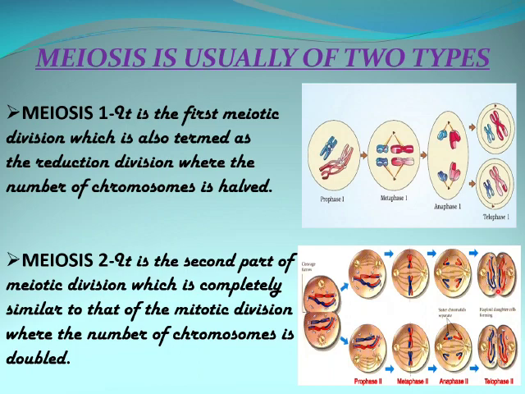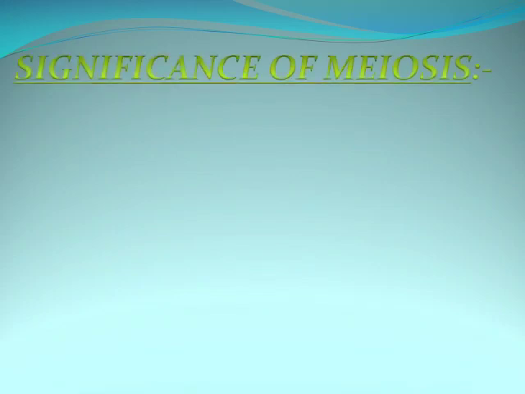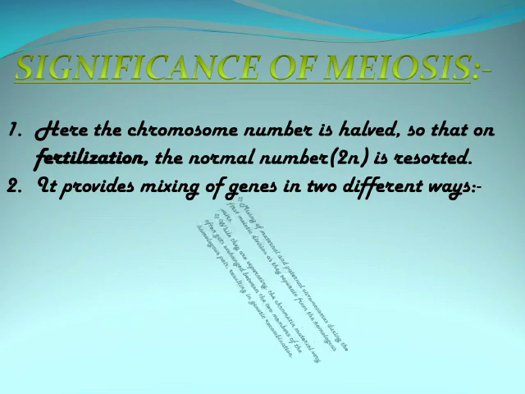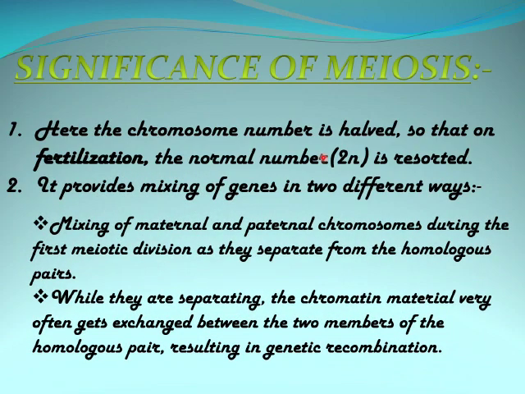Now the next part is, what is the significance of meiosis? This helps in the formation of gametes. Its main significance is helping in the formation of gametes. Due to meiosis, the chromosome number of the somatic cells of any species is perfectly maintained here, and it also provides a wide opportunity for variation. The chromosome number is halved, so that on fertilization the normal 2n number is restored.